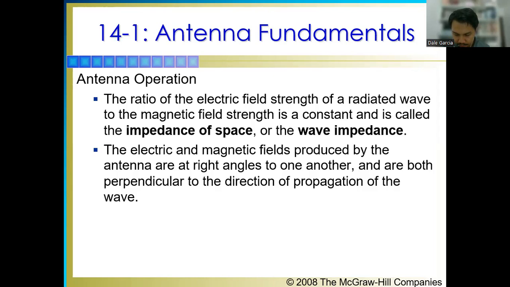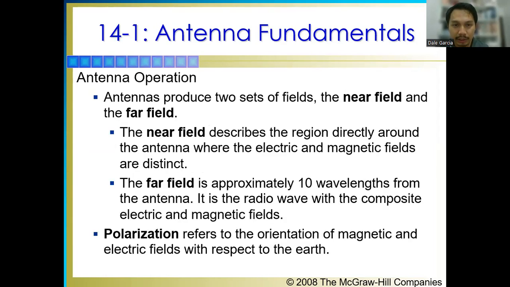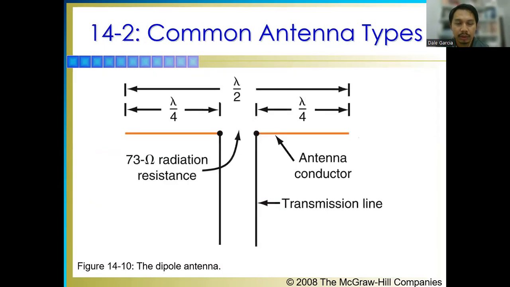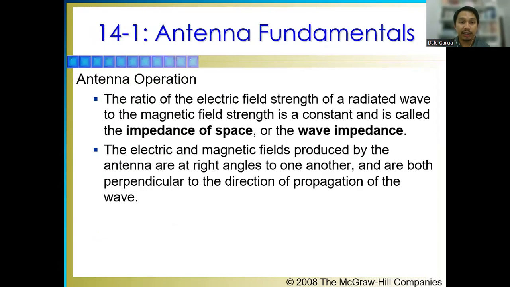Square root of mu over epsilon, 377 ohms. Sakto. So, keep this in mind na lang, kasi mag-gawas ni sa isa sa mga previous sessions. Ang impedance of free space, wala man din sa slide. The impedance of free space is 377 ohms. Keep that in mind na lang.